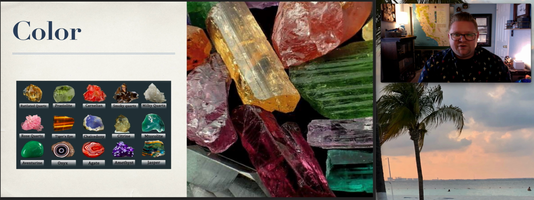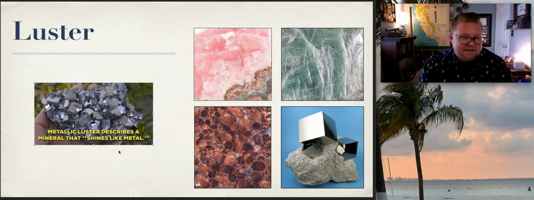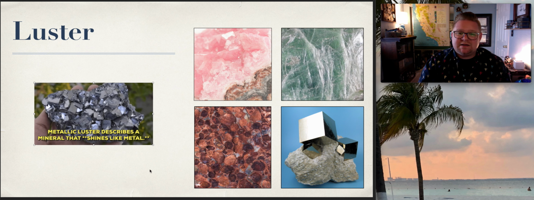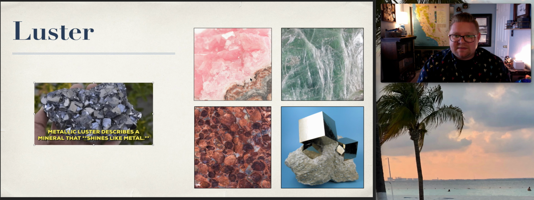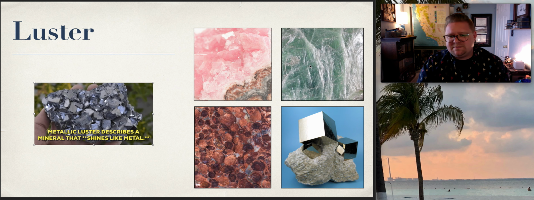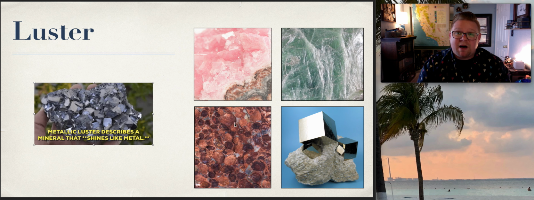Looking at luster, luster is how it appears to you when looking at light. This is a metallic luster because it shines like metal. Maybe it's more glassy, more vitreous, but fibrous. Maybe it's very earthy, like this piece here. This is called bauxite.